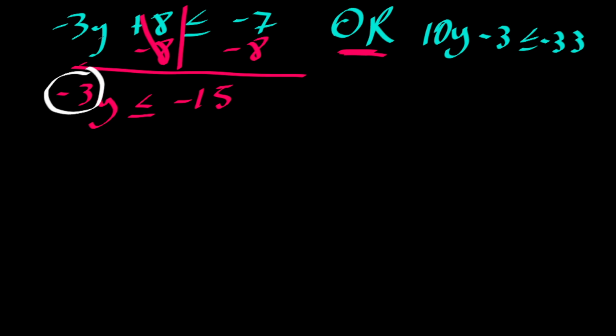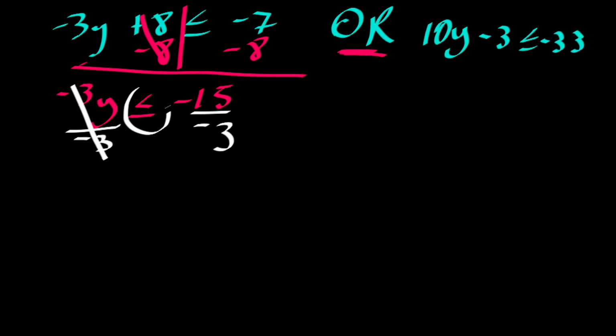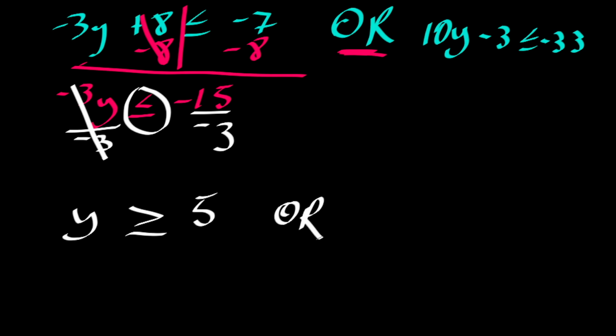Now, watch what happens here. I need to divide to get rid of this -3. What type of number am I dividing by? That would be a negative. If you divide on both sides by a negative, or multiply on both sides by a negative, that inequality symbol is going to flip. So this inequality symbol flips to greater than or equal to. Then we'll divide -15 by -3 and get 5. Or, then we'll do our other part of the answer.